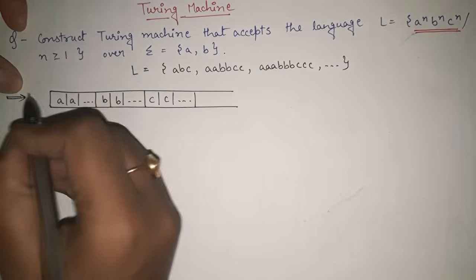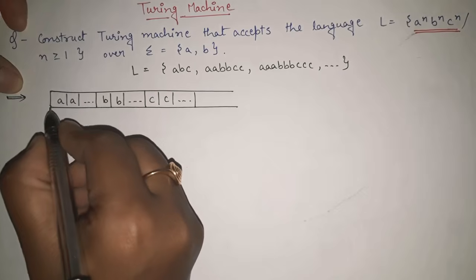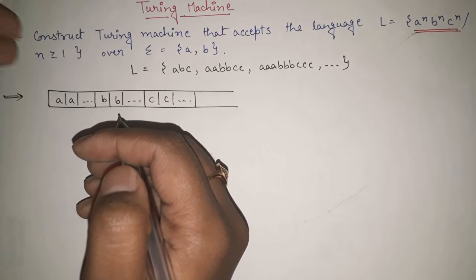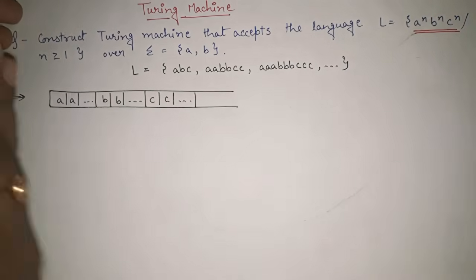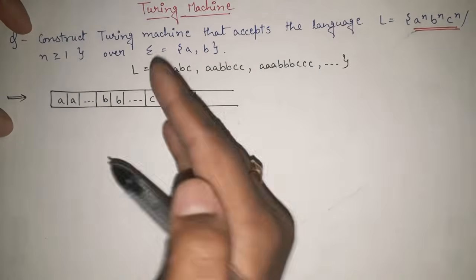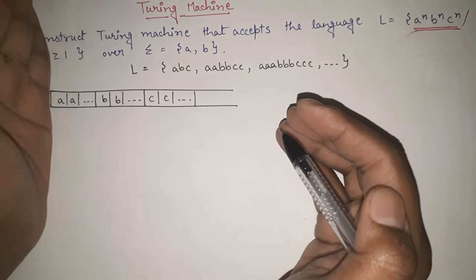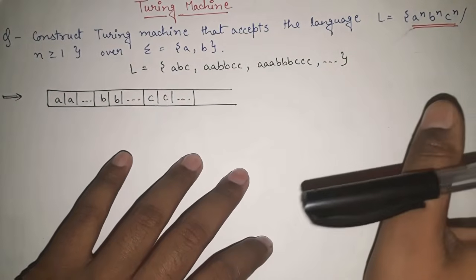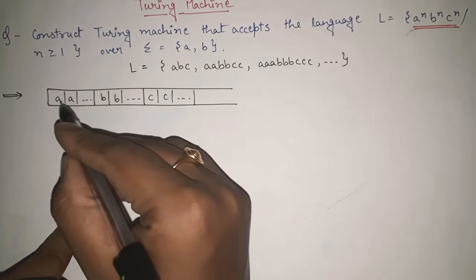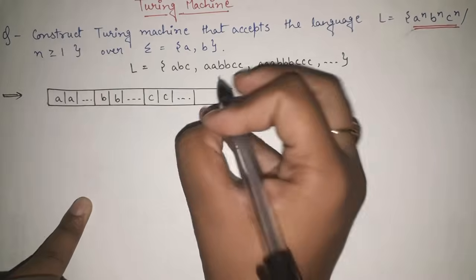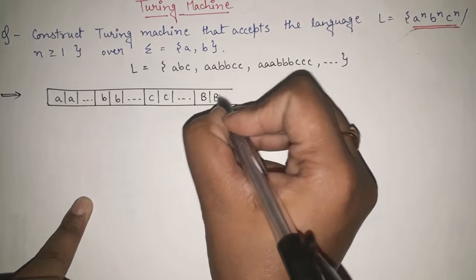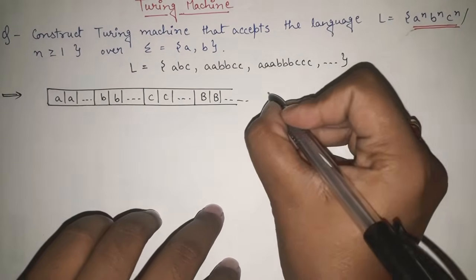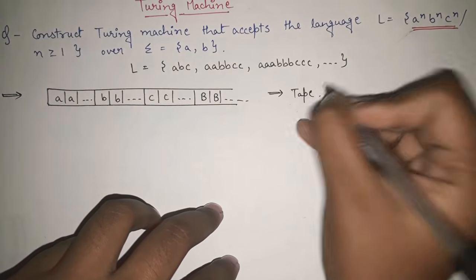Now as I told you, we are having infinite memory. So in Turing machine, on the left hand side the tape is sealed, meaning limited, but on the right side we can extend the tape as much as we want. So after n number of A's, n number of B's and n number of C's, I can add blank spaces, all these being blank spaces on the right side of the tape. So this is the tape that I have constructed as per the given language.